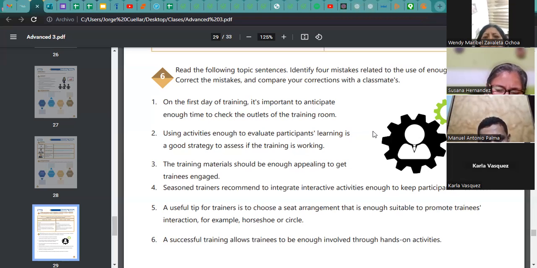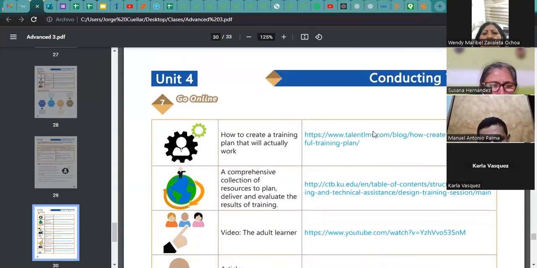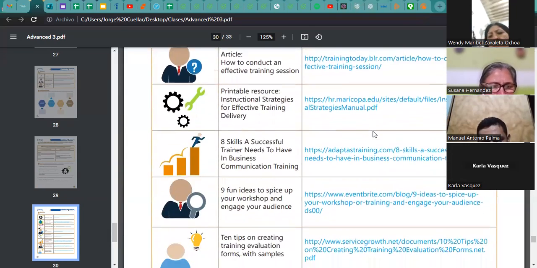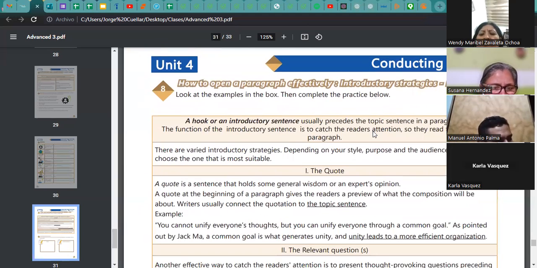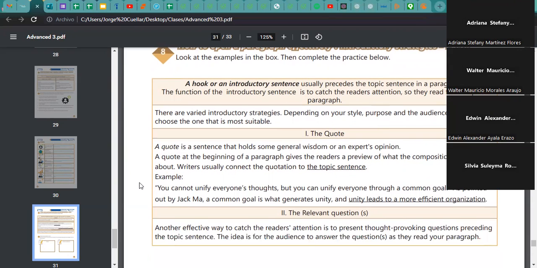Okay, let's move on then. We are not going to see this, but we're going to see that in the week. And we have a little bit more of grammar, okay? How to open a paragraph efficiently. Introductory strategies, part one, okay? So, let's see who is going to read this one. Edwin Alexander.